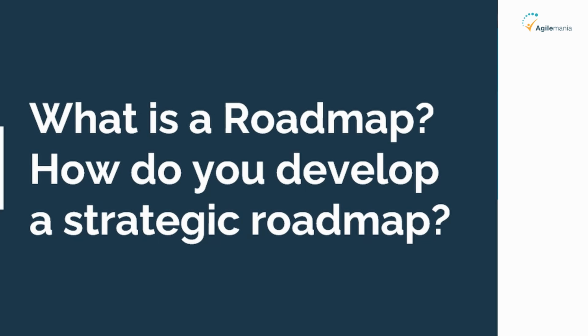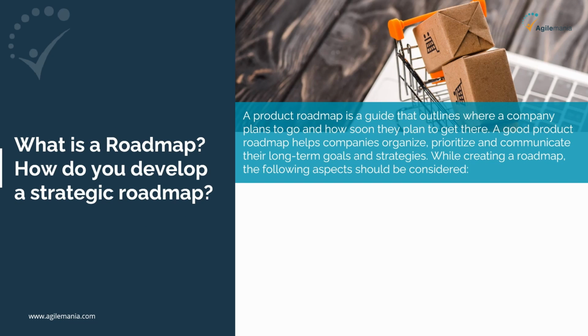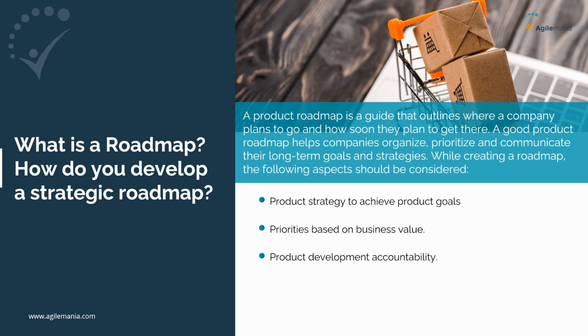What is a roadmap? How do you develop a strategic roadmap? A product roadmap is a guide that outlines where a company plans to go and how soon they plan to get there. A good product roadmap helps companies organize, prioritize, and communicate their long-term goals and strategies. While creating a roadmap, the following aspects should be considered: product strategy to achieve product goals, priorities based on business value, product development accountability, and product timeline.